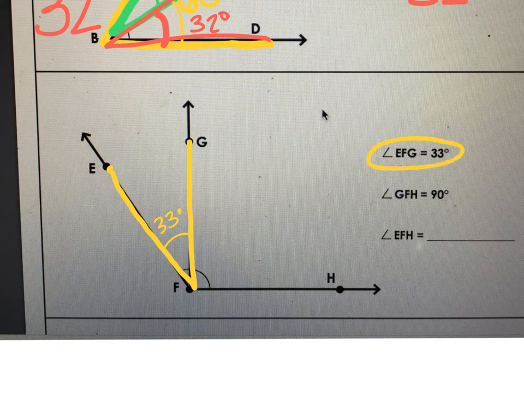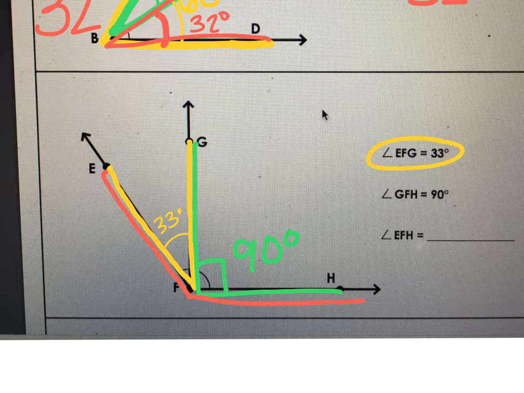There's that one. I also know that GFH is 90 degrees. So GFH, that makes sense, right? That looks like a 90-degree angle. That's 90. And I want to figure out what is angle EFH, which would be this large one.